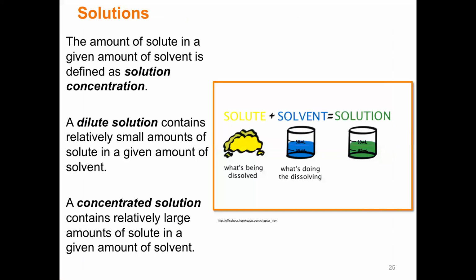Now, at the end here was just an idea of solutions, things that we deal with in lab. So the amount of solute in a given amount of solvent. Remember, the solute is the thing dissolving, the solvent is that which is doing the dissolving. It is referred to as how concentrated the solution is. If it's a dilute solution, that means it's a relatively small amount of solute in a solvent. Concentrated would be the reverse, a large amount in there.